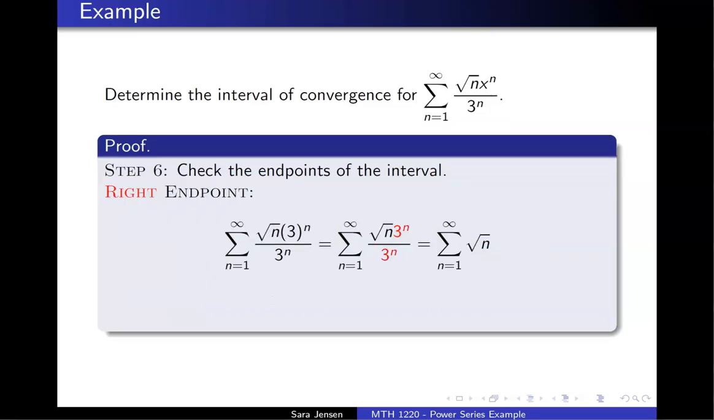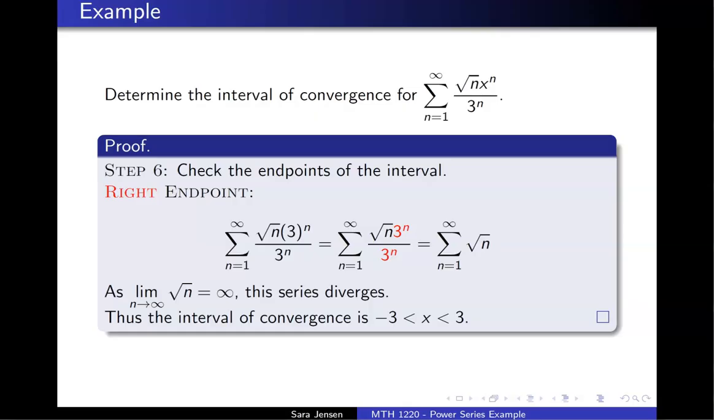The computation at the right endpoint is similar. Here, we plug in 3 for x, and our cancellation is more plain, and we're left without an alternator, simply summing addends of the form square root of n. Here, when we take the limit as n approaches infinity of our addends, the limit exists and is infinity. However, this is not a value of 0. And what this means is that this series diverges, again by the nth term test for divergence.